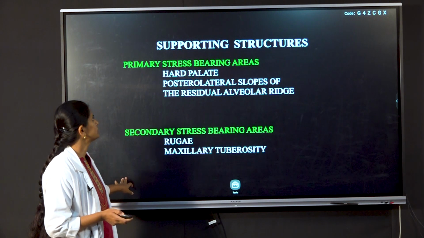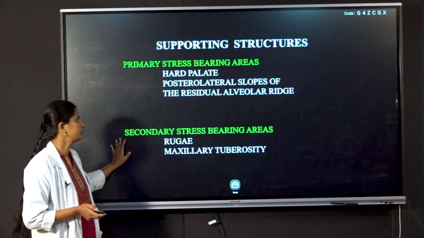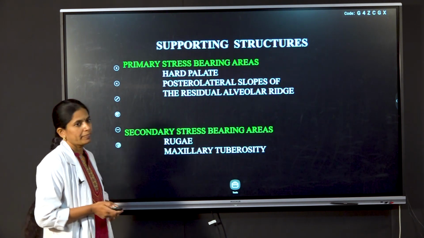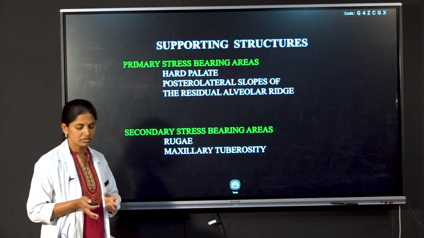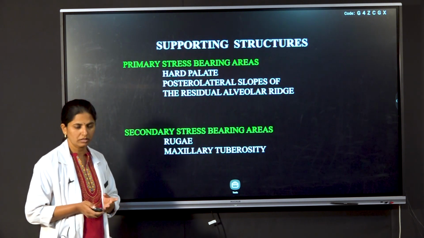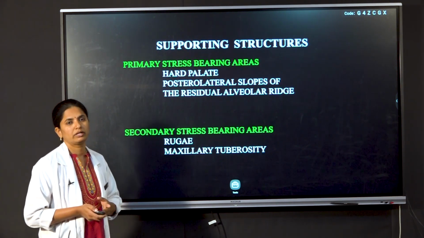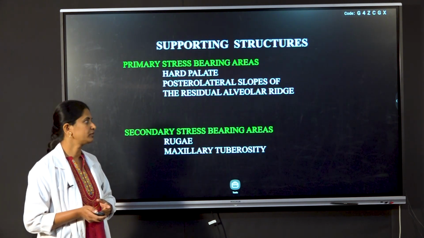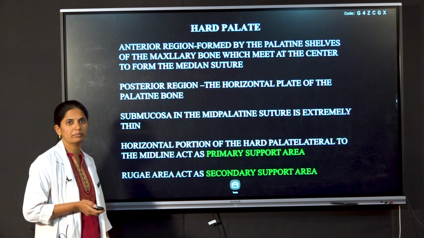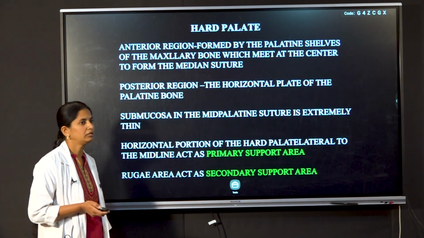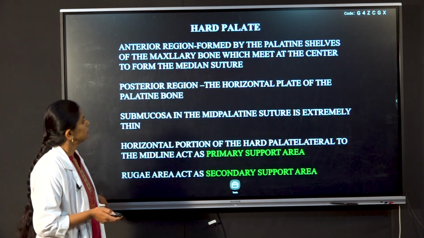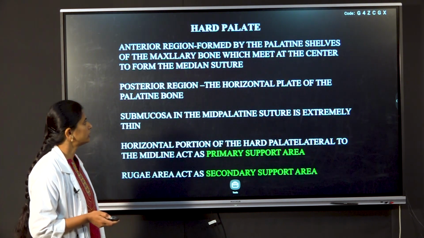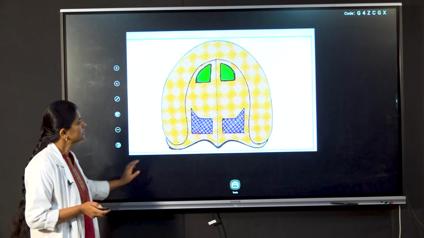Coming to the supporting structures, basically these are stress-bearing areas. The characteristic features of the primary stress-bearing areas are: the bone should be dense, it is covered by thick fibrous mucosa, and it should be resistant to resorption. Hard palate is a primary stress-bearing area of the maxilla. It is perpendicular to the forces, which is why it is called a primary stress-bearing area, and the submucosa is thick. This is the hard palate.